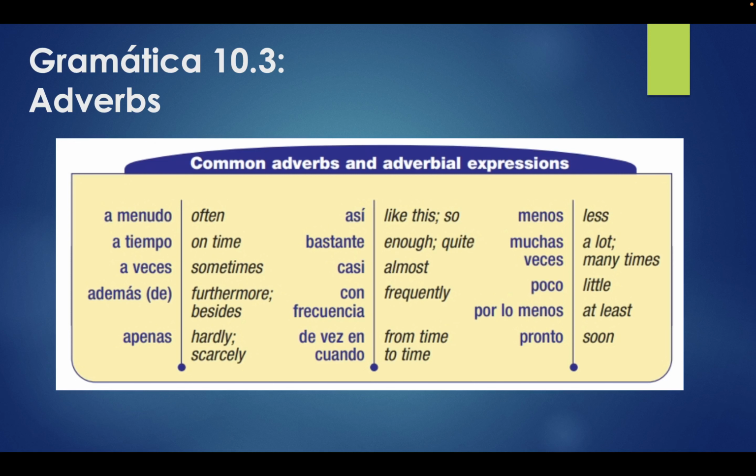Here are some more common adverbs and adverbial expressions that you will see. We have a menudo, often, a tiempo, on time, a veces, sometimes, además, also or furthermore, besides, apenas, hardly or scarcely, así, like so or like this, bastante, enough or quite, casi, almost, con frecuencia, with frequency, de vez en cuando, every once in a while or from time to time, menos, less, muchas veces, a lot or literally many times, poco, little, por lo menos, at least, and pronto, soon. These are your adverbs that you know.